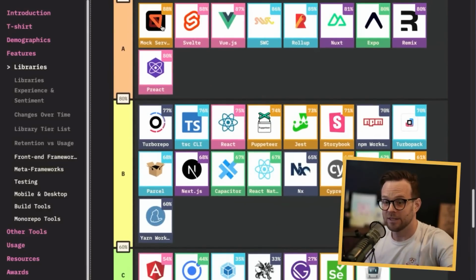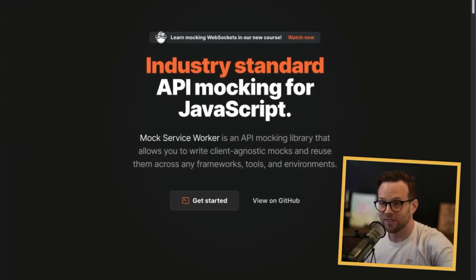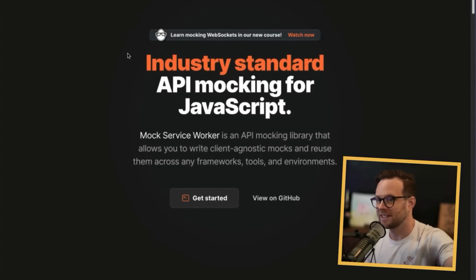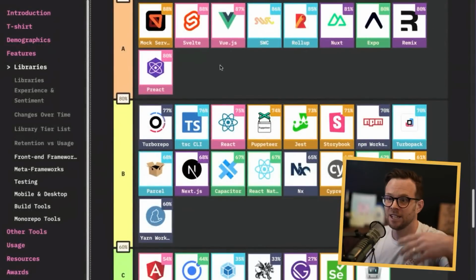which, as it says, allows you to mock requests with a service worker, so that way it doesn't actually hit a server. It's great for testing. That's the context in which I've used it before.